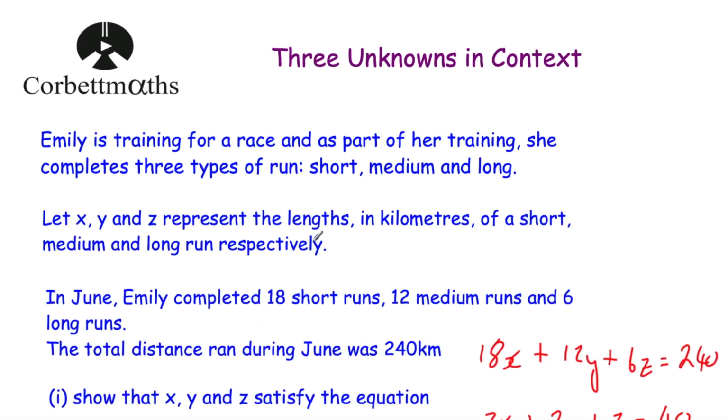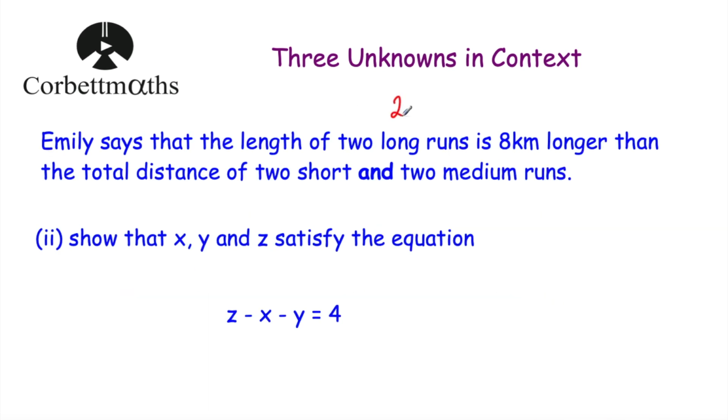Let's just go back and check that. Z is the long run, yep. So the 2 long runs, that'll be 2z. That distance is 8 kilometers longer than the total distance of 2 short and 2 medium runs. Well, 2 short runs would be 2x, and 2 medium runs would be 2y. So the total distance of 2 short and 2 medium would be 2x plus 2y, because 2 times the short run plus 2 times the medium run, if you add them together, will be 2x plus 2y.